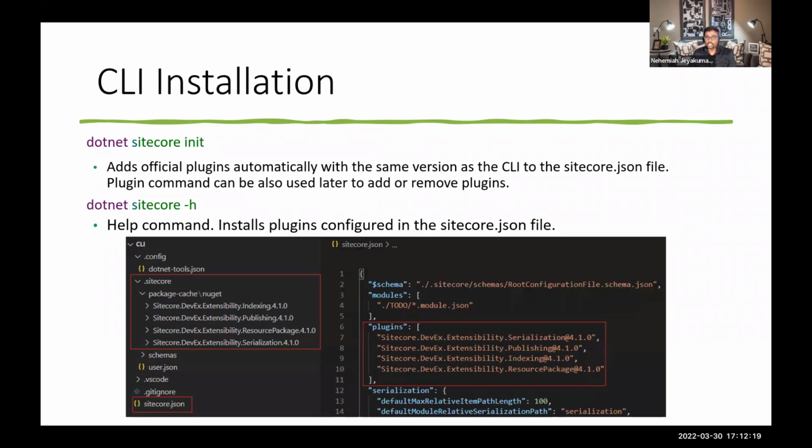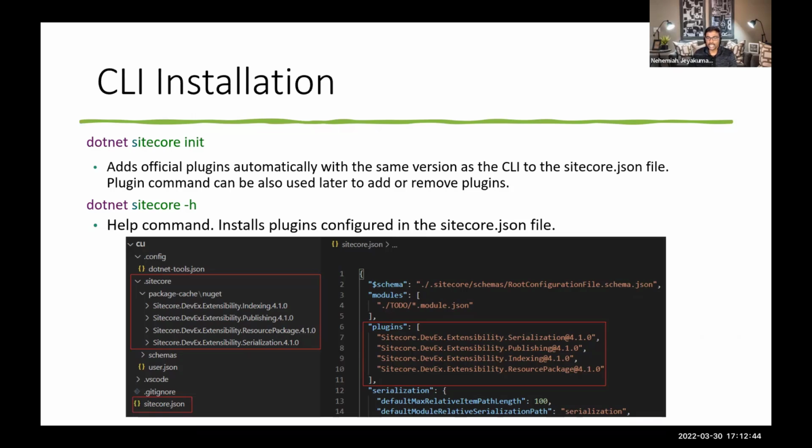So next step is initialization. You can start initializing the Sitecore CLI by executing the init command, which will create a file called Sitecore.json, placed inside your root folder. In that, all the Sitecore official plugins, which are released by Sitecore, will automatically be added to the Sitecore.json file.